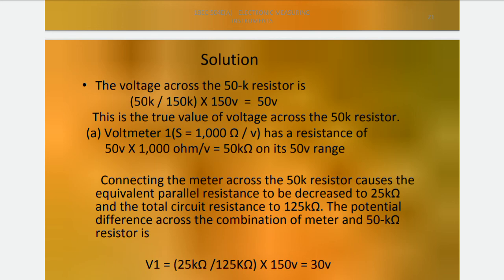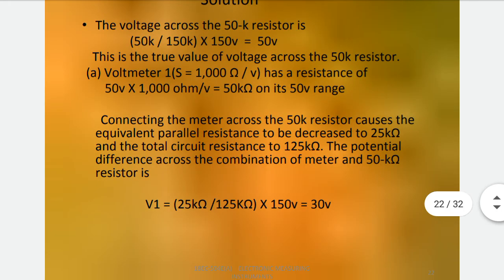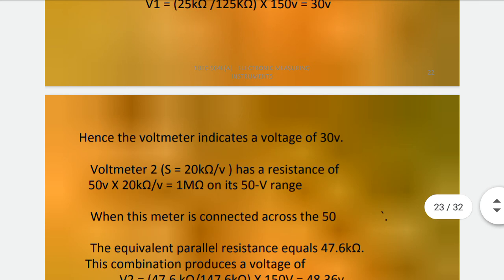Connecting the meter across the 50 kilo ohm resistor causes the equivalent parallel resistance to decrease to 25 kilo ohm, and the total circuit resistance is 125 kilo ohm. The potential difference across the combination of the meter and 50 kilo ohm resistor, that is V1, equals 25 kilo ohm divided by 125 kilo ohm into the total voltage of 150 volts, which simplifies to 30 volts. Hence the voltmeter indicates a voltage of 30 volts.